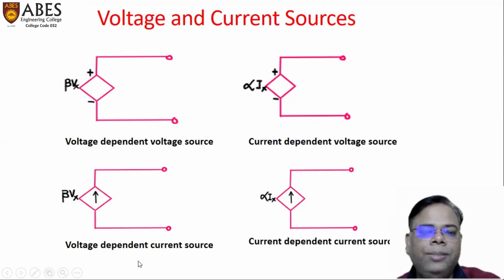The next one is the voltage dependent current source. This one is the dependent current source. As you can see, there is an arrow inside the diamond shape, and here we have written beta Vx. It means the dependent current source depends on the voltage of some other element, while in this symbol, this one is the current dependent current source.